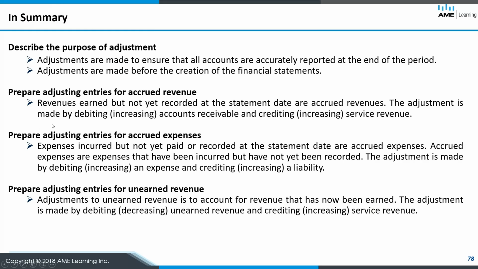Okay, so to wrap up our lecture here and summarize everything we learned in this chapter, we talked about the purposes of making adjustments. And as we've seen through all the individual examples of the types of adjustments, hopefully this has become more clear to you. But the big picture idea is that we need to make these adjustments to ensure that all the accounts are accurately reported. For example, if we didn't record depreciation expense and then we prepare our financial statements, they will not be accurately reported because they're missing those adjusting entries.